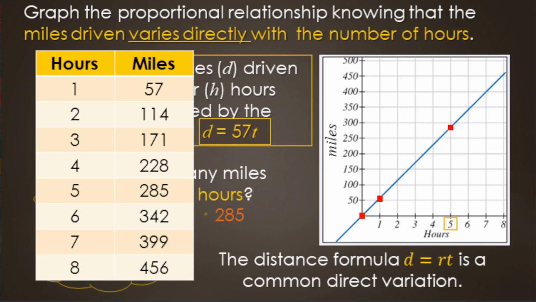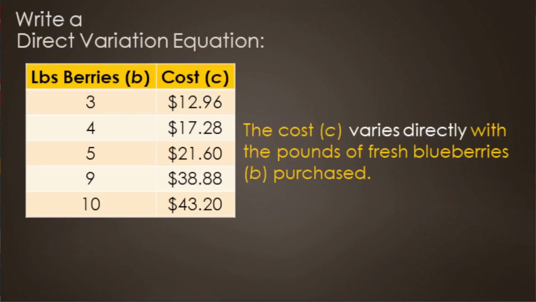Now, real quick, this D equals 57t, that is the distance formula, or dirt formula, as some people call it, kind of makes DRT, right? Distance equals rate times time, D equals RT. So it's a common direct variation equation that you'll see a bunch. We're going to go ahead and switch up a little bit. We're going to be working backwards and starting with a table and then writing an equation from the table.